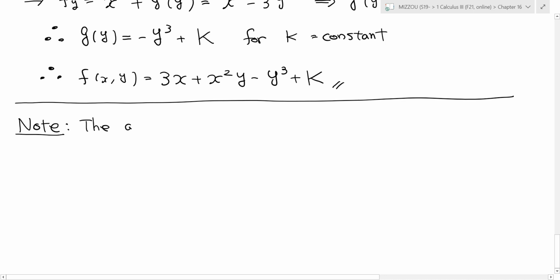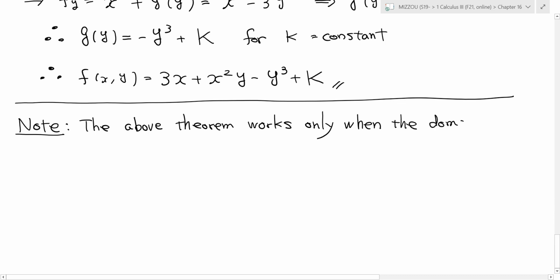So the above theorem, the theorem I just mentioned, works only when the domain of the given vector field is, so to speak, connected.